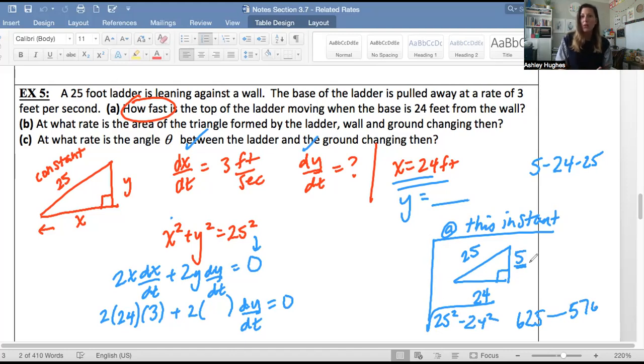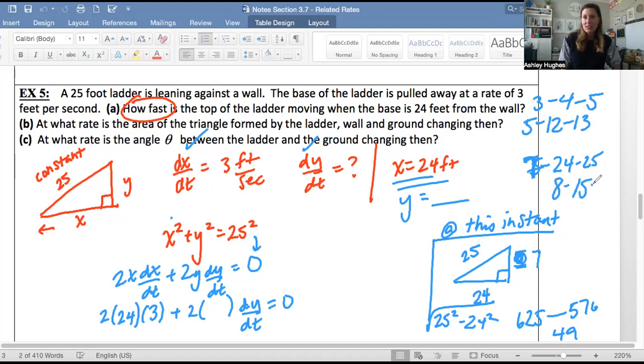Oh no, it's 7. Oh gosh, y'all, 7, 24, 25. I'm tired today. What was I thinking? Sorry, 7, 24, 25. So what are the triples? We got 5, 12, 13. We got 3, 4, 5. 5, 12, 13, 7, 24, 25. And there's another, 8, 15, 17. Okay, so it's good to remember those triples, but you can always use the Pythagorean theorem.